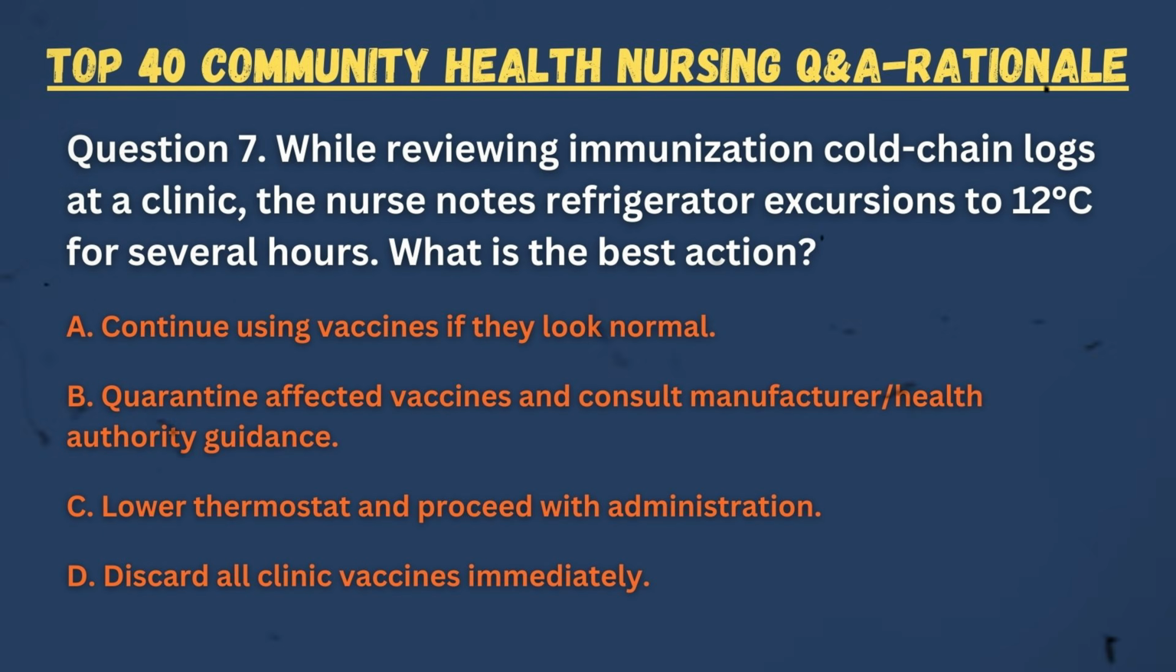Question 7. While reviewing immunization cold chain logs at a clinic, the nurse notes refrigerator excursions to 12 degrees Celsius for several hours. What is the best action? A. Continue using vaccines if they look normal.